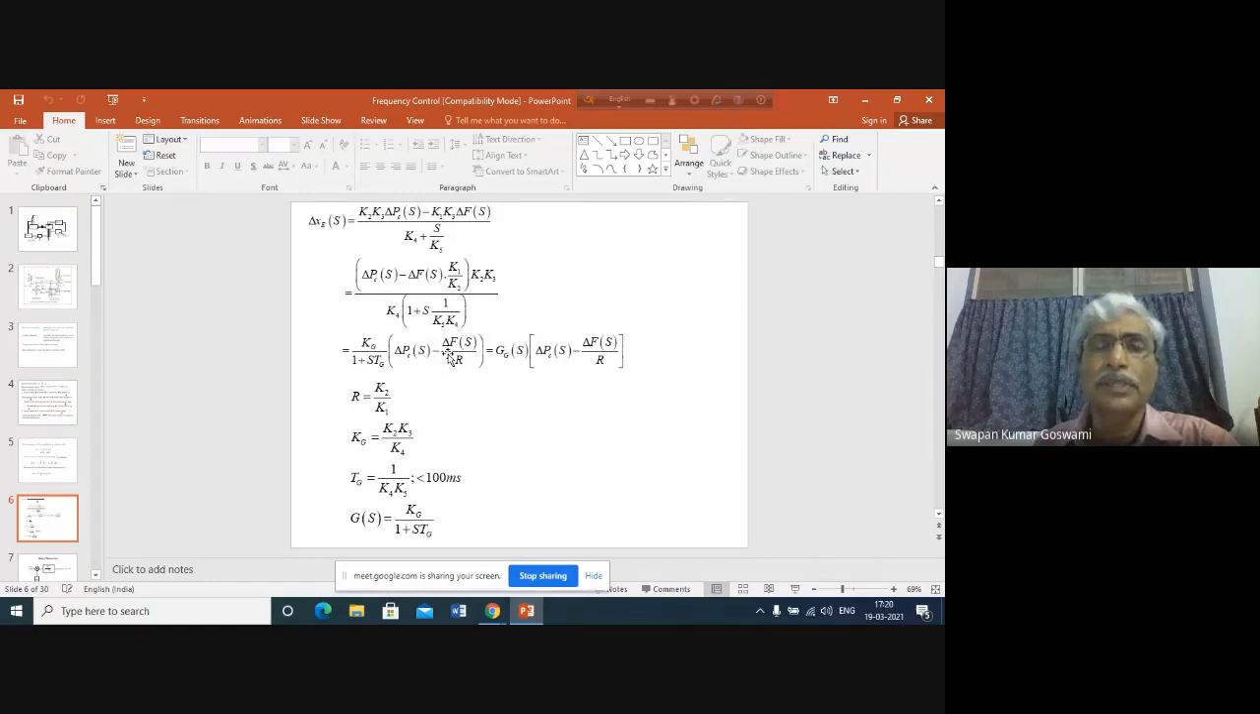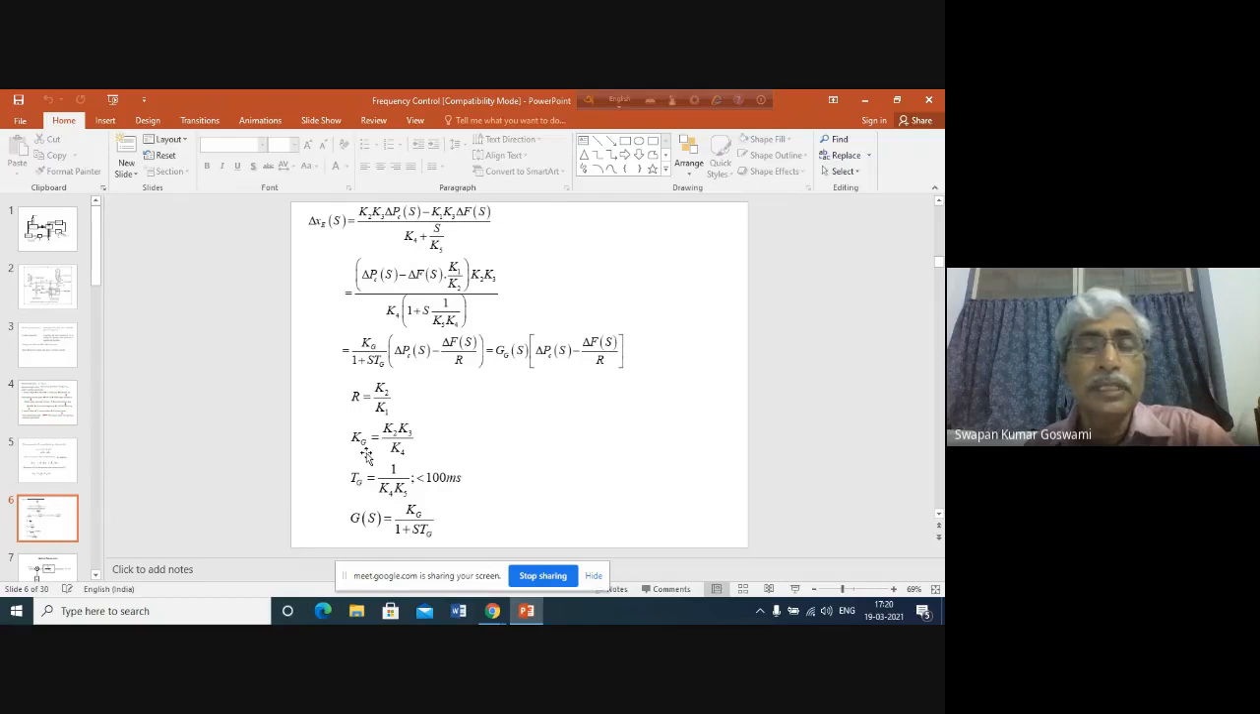So delta PC(s) minus delta F(s) by R. This is how we are writing. R is coming from K2 by K1. R is called the governor regulation. What does it mean? We shall explain later on, not now, whenever we discuss more on these transfer functions. Then we shall discuss the physical meaning of R. So for the time being, let us simply know the name. R is K2 by K1, and it is the regulation of the speed governor.